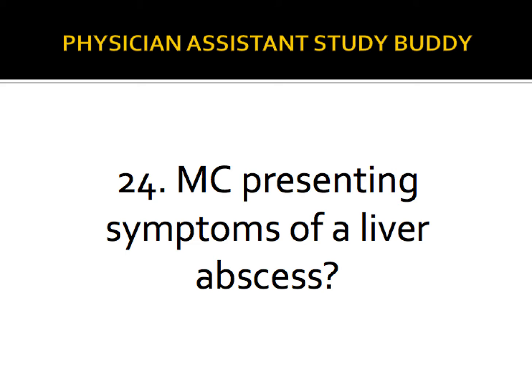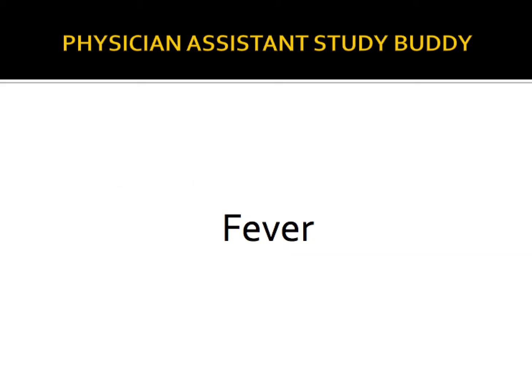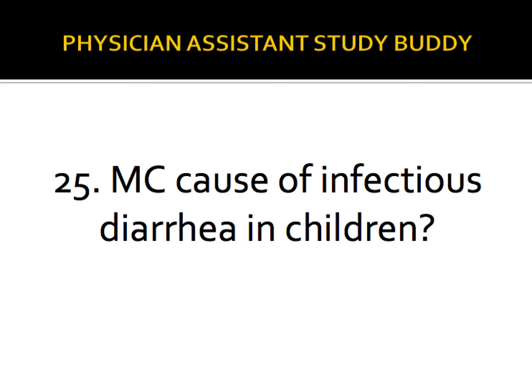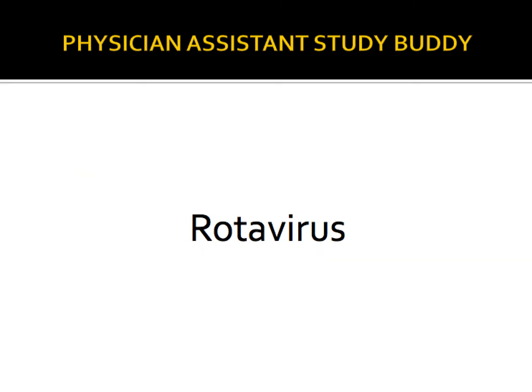What is the most common presenting symptom of a liver abscess? They may tell you the patient has a liver abscess, they may even show you the images, and when they ask what the most common presenting symptom is, it should be fever. Most common cause of infectious diarrhea in children: they'll give you a stem with a young child who has diarrhea that seems infectious, and they'll ask what the most common cause is, and that is rotavirus.